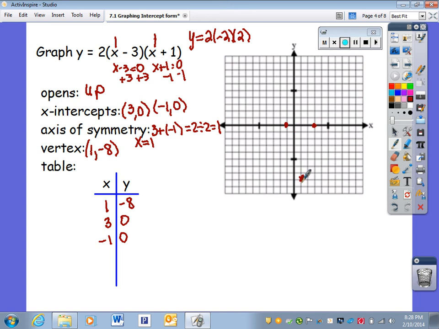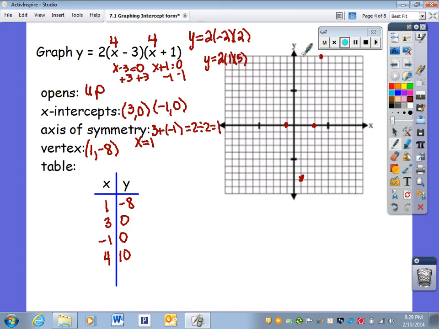So let's find a point on the other side at 4. So we're going to put 4 into our table, and we're going to substitute it in and find out what the y value is if our x value is 4. So when we work that out, we have y is equal to 2 times 4 minus 3, which is 1, times 4 plus 1, which is 5. So that's going to give us a value of 10. So we have the point 4, 10.